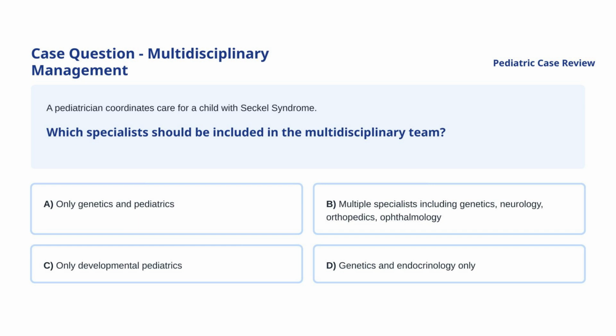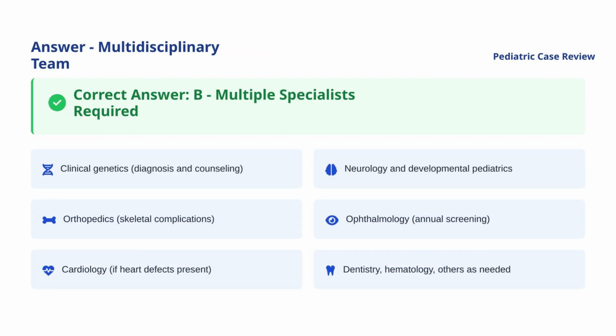Case 19. A pediatrician coordinates care for a child with Seckel syndrome. Which specialist should be included in the multidisciplinary team? Option A, only genetics and pediatrics. Option B, multiple specialists including genetics, neurology, orthopedics, ophthalmology. Option C, only developmental pediatrics. Option D, genetics and endocrinology only. The correct answer is B, comprehensive management requires a multidisciplinary team.